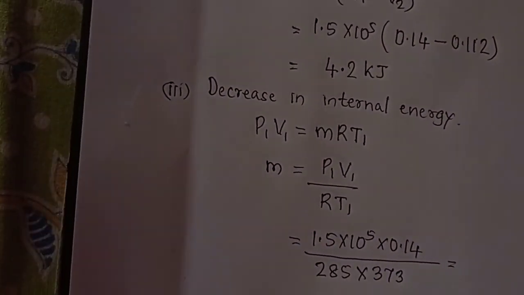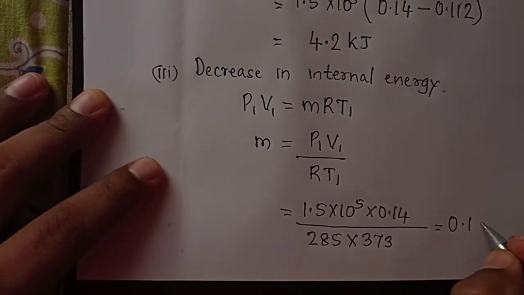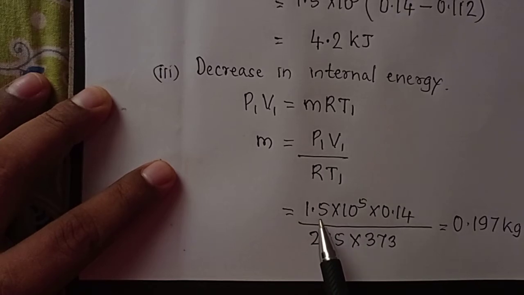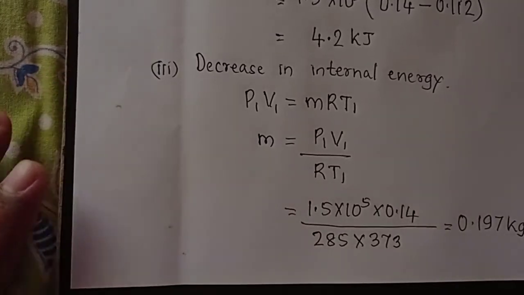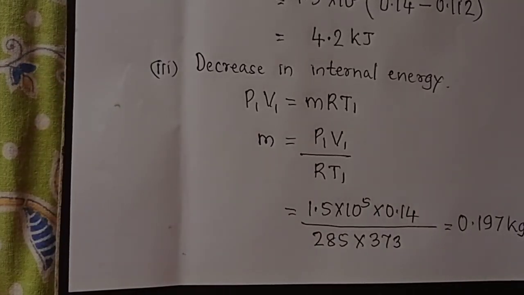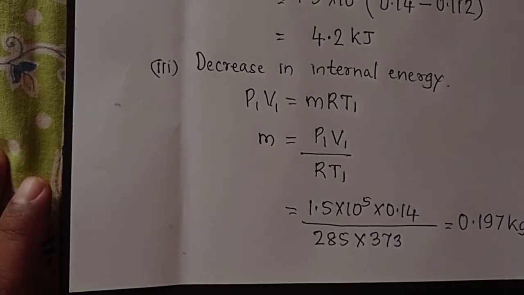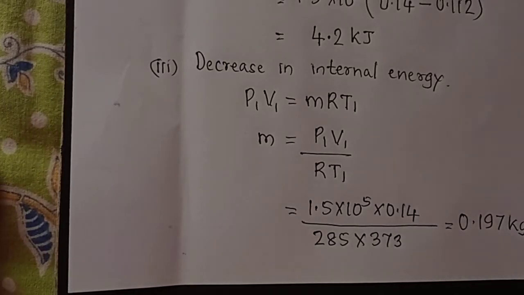M will be equal to 0.197 kg. I'll repeat. P is given as 1.5 into 10 to the power 5, V is 0.14 meter cube, R is given as 285 joules per kg Kelvin, and T is 100 degrees, which you have converted into Kelvin as 373 K. So calculate, and you will get the value of M.